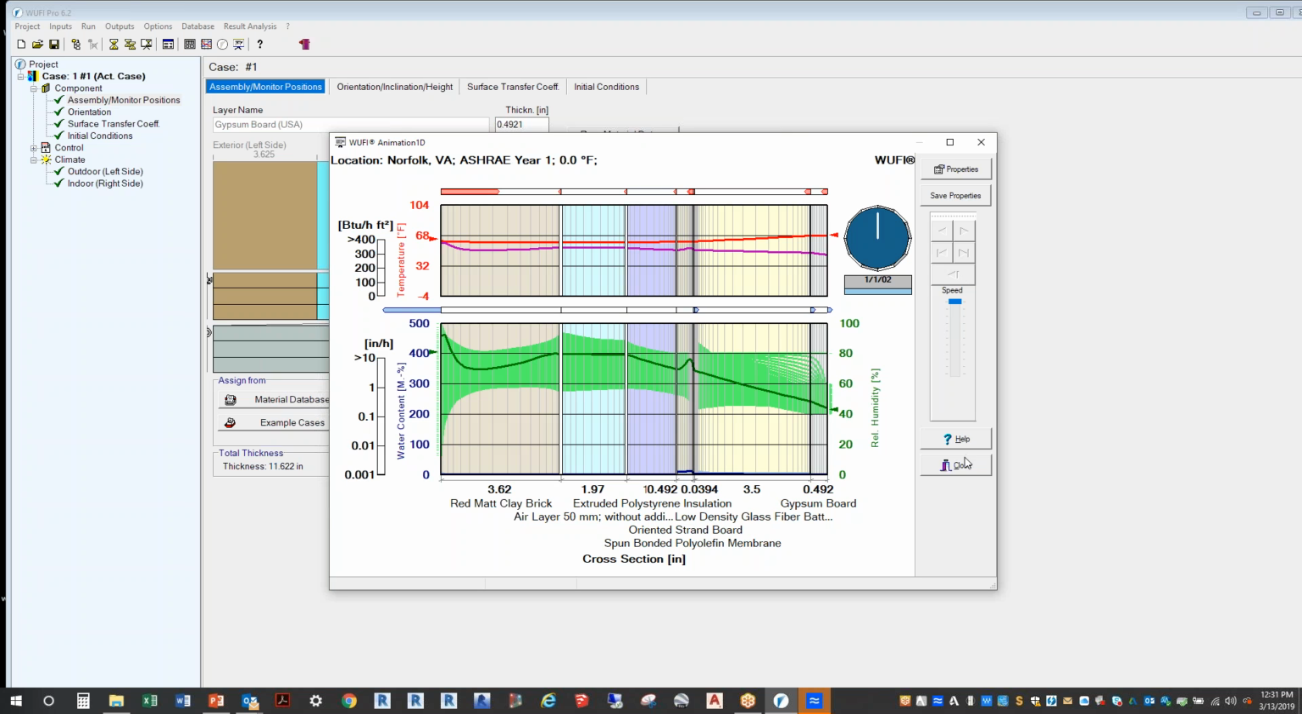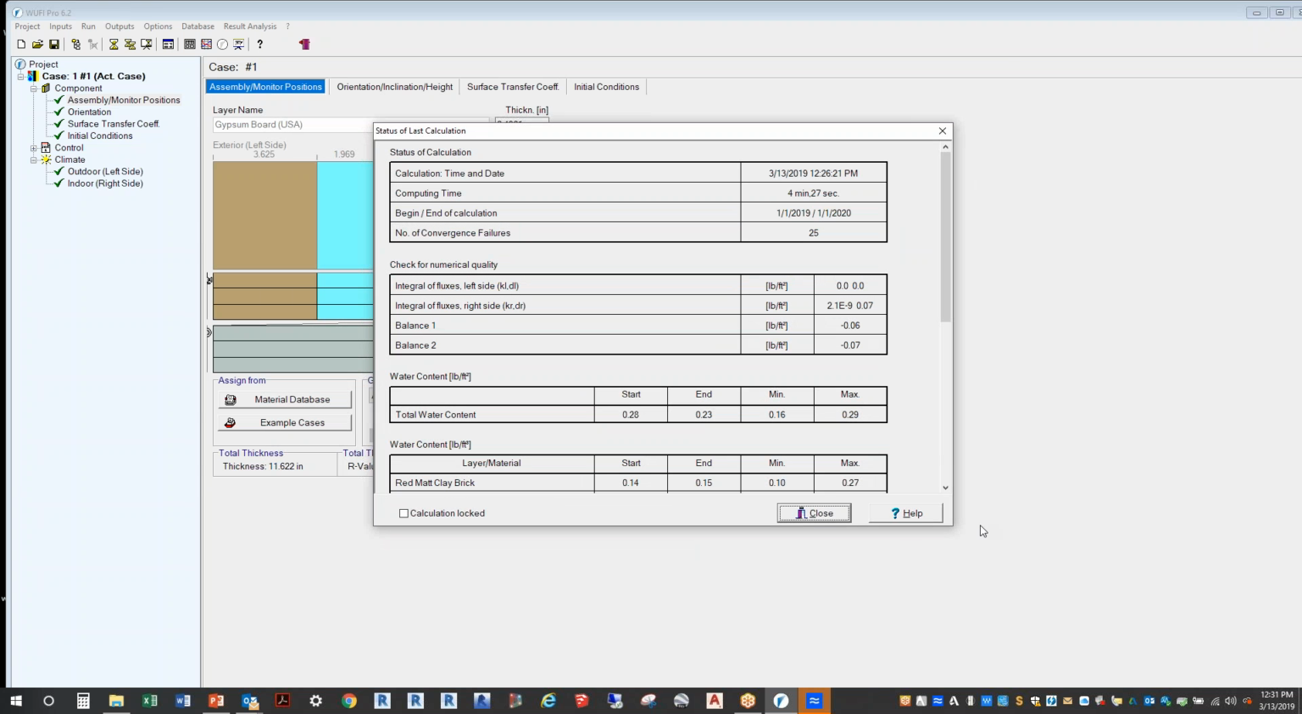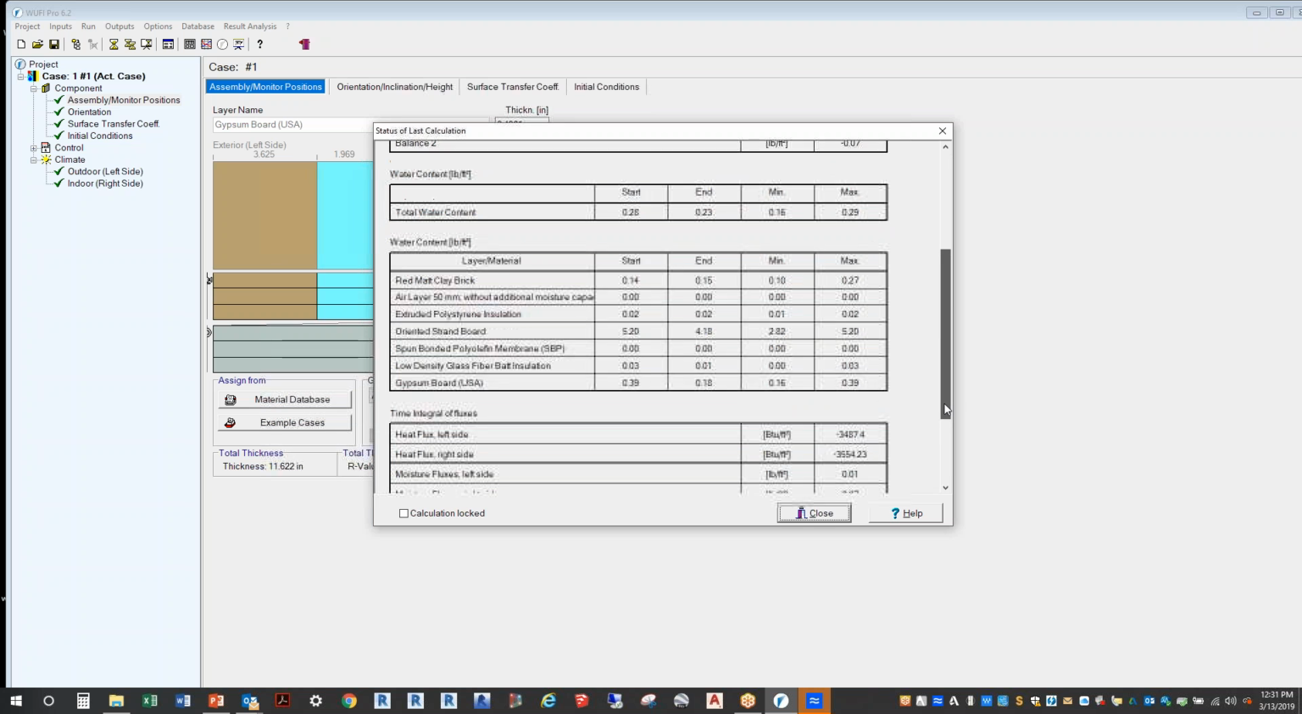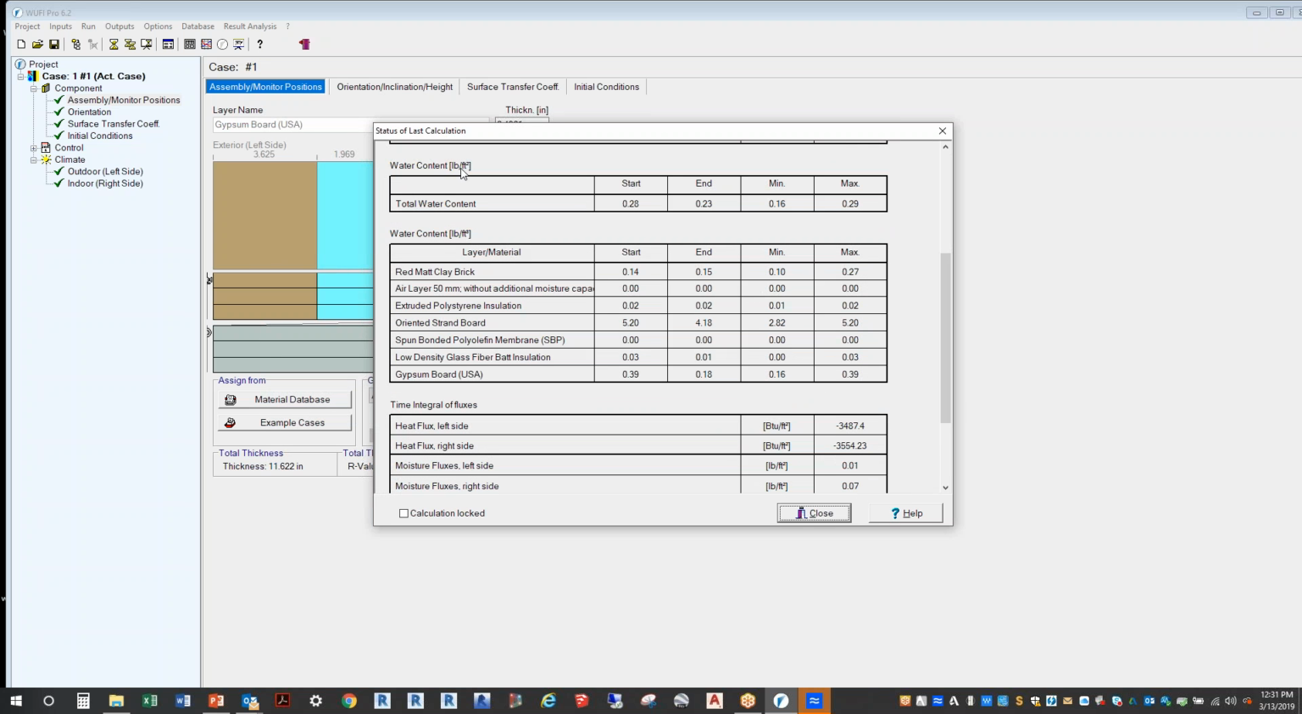So here, when you hit close, it's going to show you your calculation time, how long it took, number of convergence failures. If that number is under 500, don't be worried about it. Check for numeric quality. Again, it's not critical for interpreting the data.